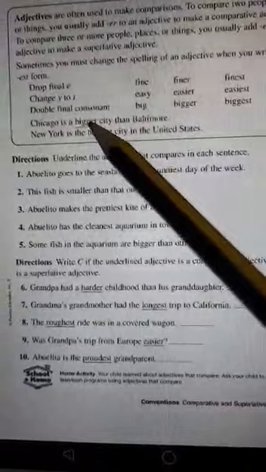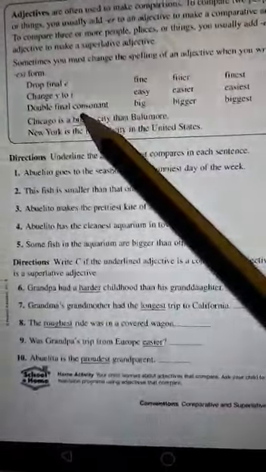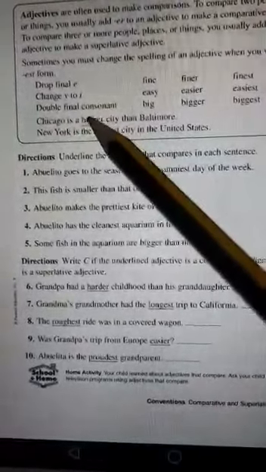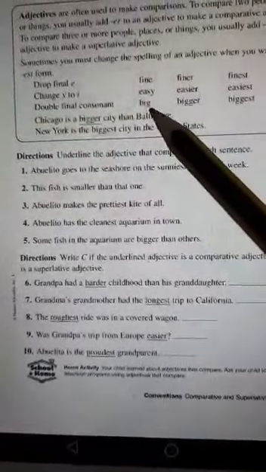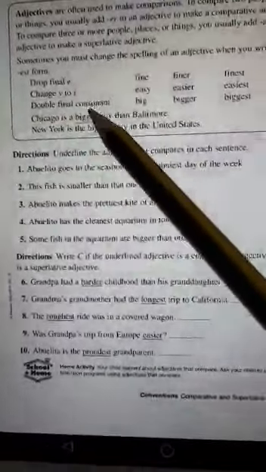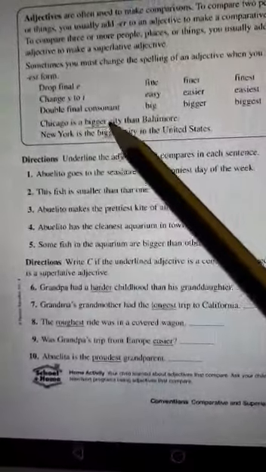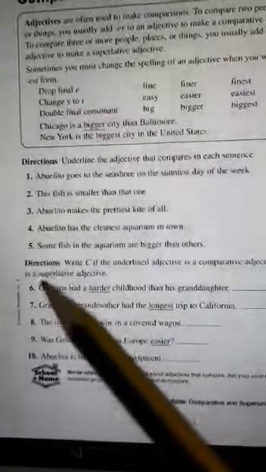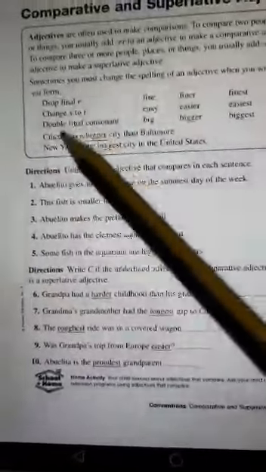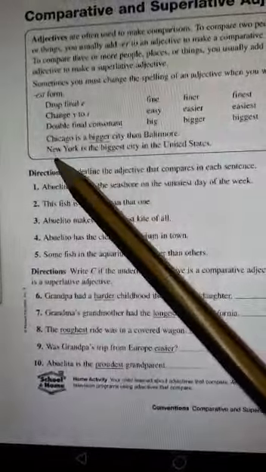How can we know that this sentence has a comparative adjective? Now we have two places, not three. ER, because the comparative uses ER. Now also than. Did you understand? Now let's see the other sentence.